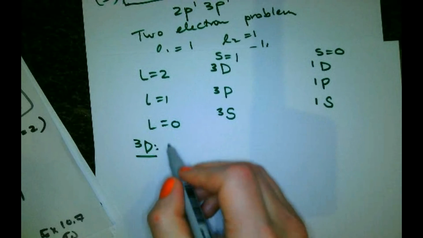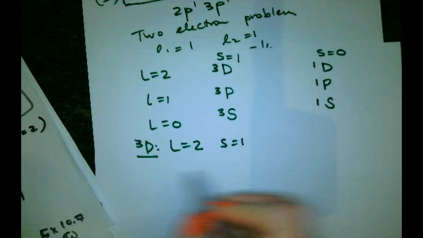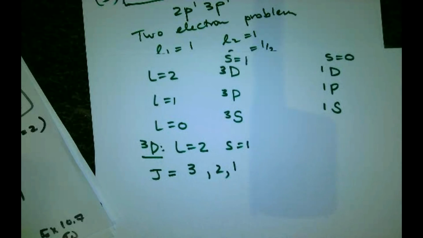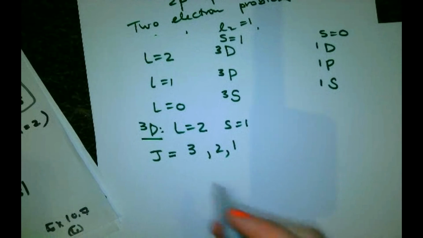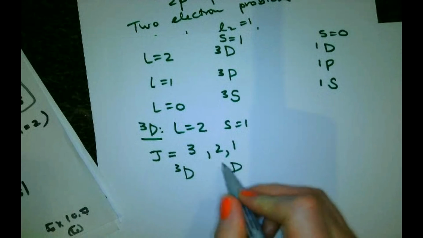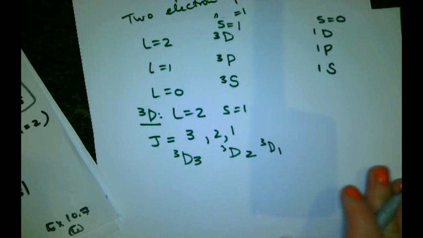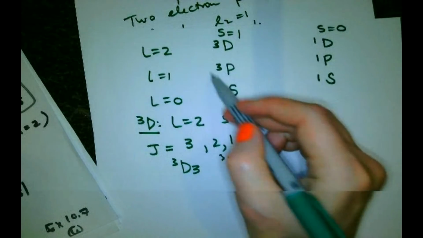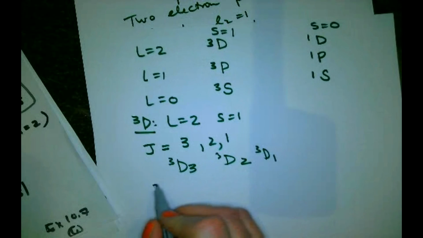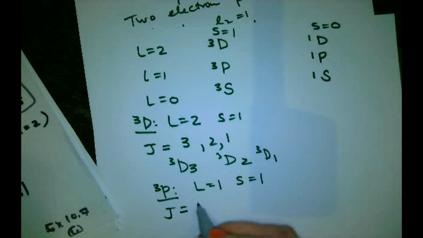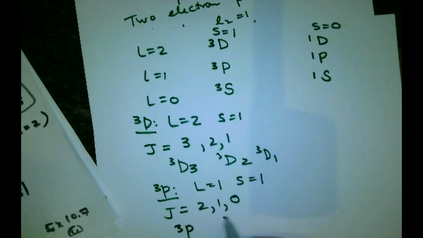For that term, L is 2, S is 1. So J is maximum 3, minimum 1, and there's a 2 in between. So the terms that you will get are 3, 2, 1. Let's now move to the 3P term. L is 1, S is 1, so J is 2, 1, 0. So we have 3P2, 3P1, 3P0.